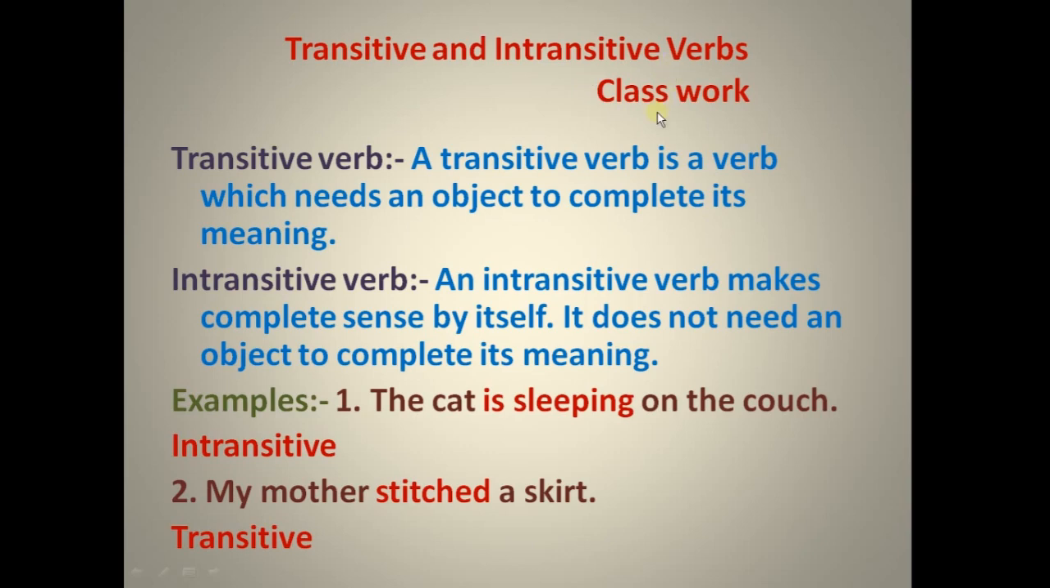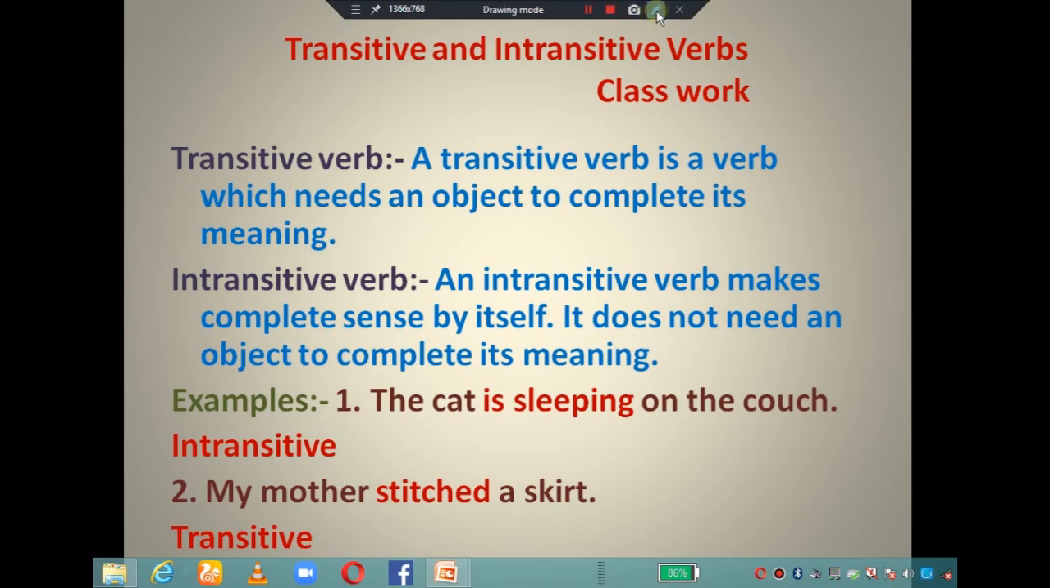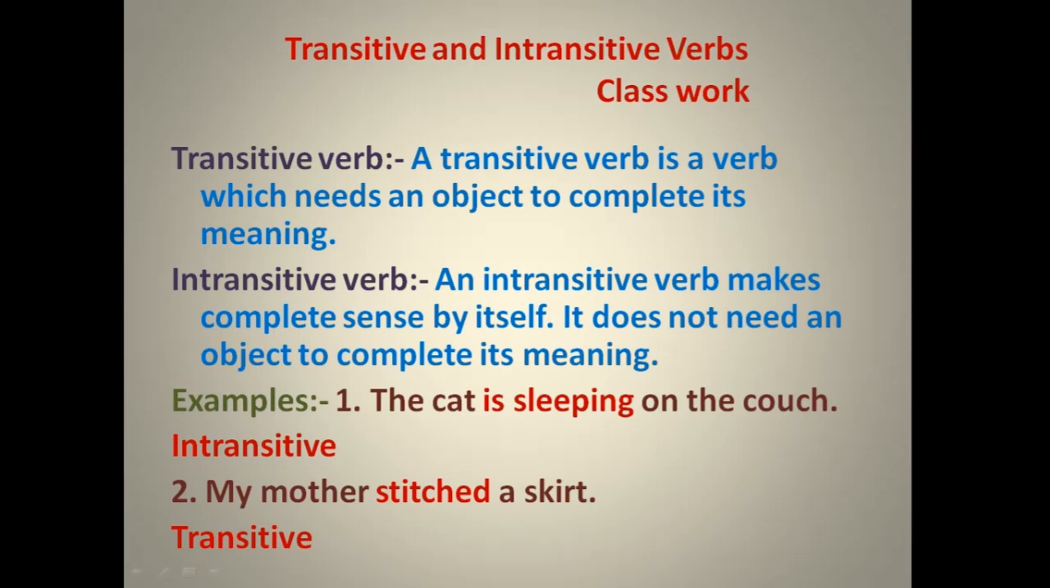Transitive and intransitive, and this definition you have to write down. Transitive verbs: simply, a transitive verb is a verb which needs an object to complete its meaning. Okay, and an intransitive verb makes complete sense by itself.